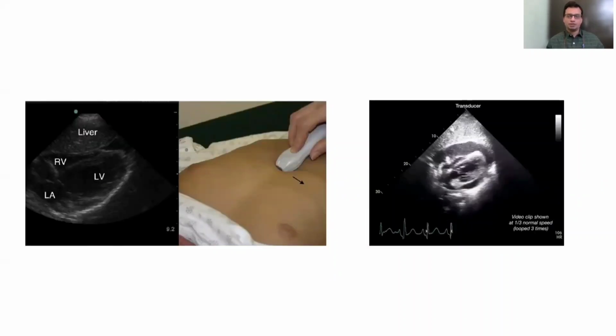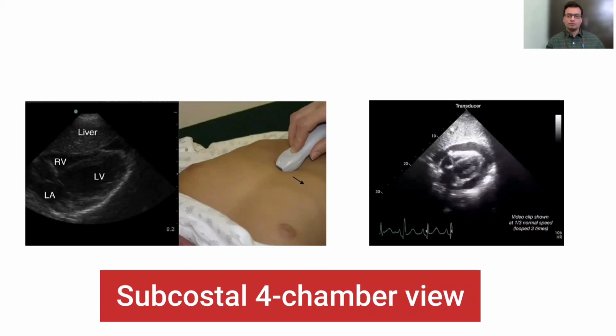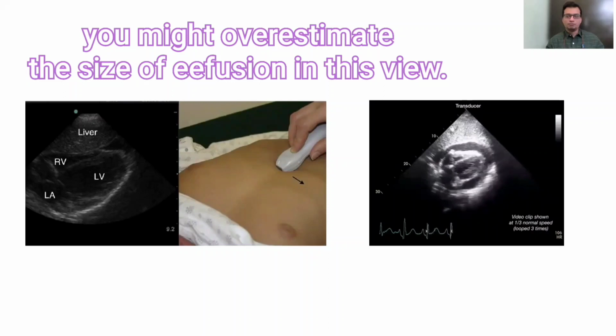Then the probe is placed just inferior to the xiphoid process. The image marker is towards the patient's left side, and the sound beam is angled slightly anterior to get the subcostal four-chamber view. A subcostal view is very commonly used to examine pericardial tamponade, but it is important to know that depending on the angle of the probe, it is easy to overestimate the size of the effusion.